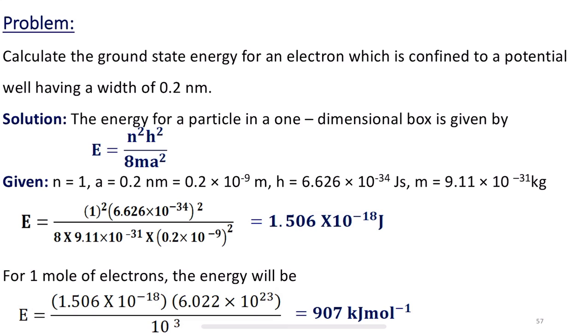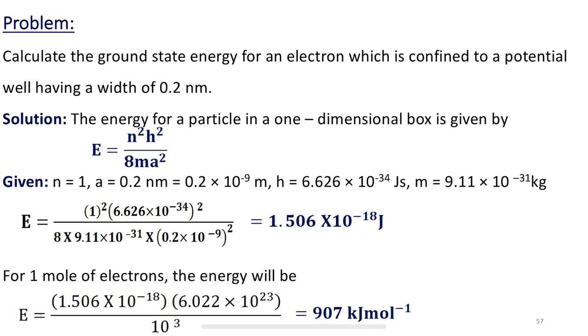For an electron, the mass is m equal to 9.11 into 10 raised to minus 31 kilograms. Substitute all the values here. We know n is 1, h is Planck's constant, m is the mass of the electron, and a square is the width of the potential well, that is 0.2 nanometer. Substituting all the values, we are going to get 1.506 into 10 raised to minus 18 joules.